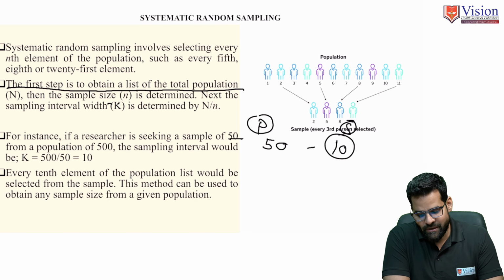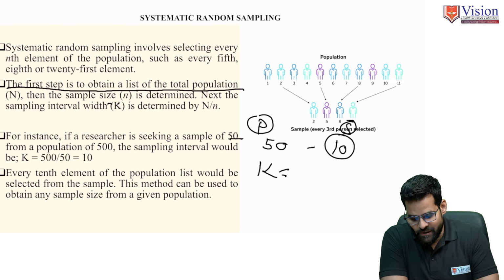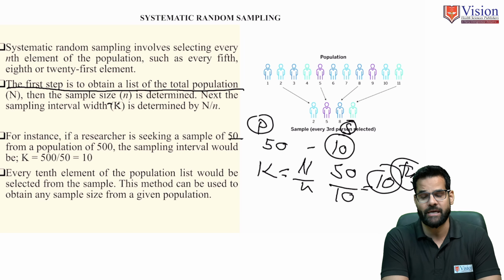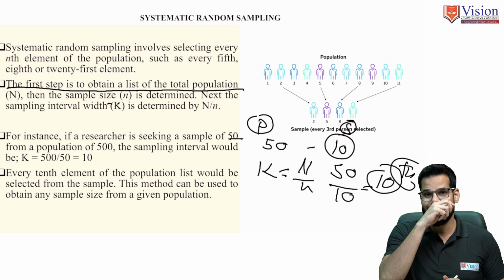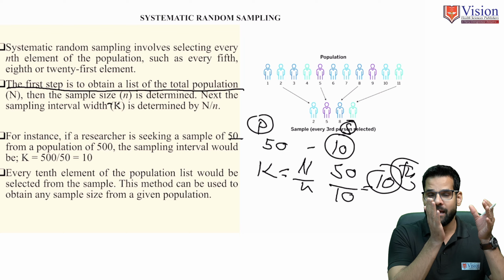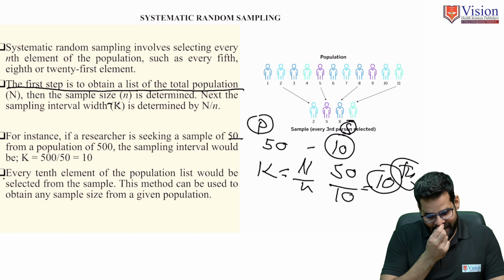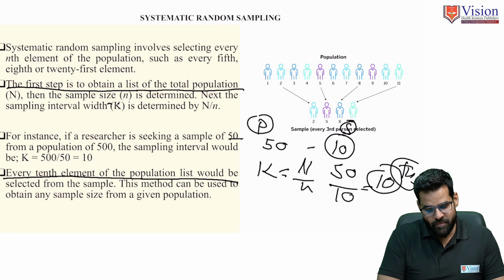So how can you calculate k? The k equals n divided by the sample size. So n, the total population, is 50, divided by 10. That comes to 10. So every 10th subject in this sampling frame will become your sample. So every 10th element of the population list would be selected.